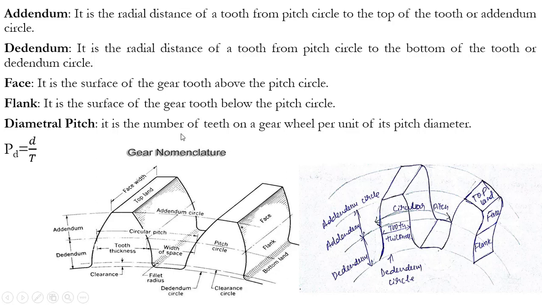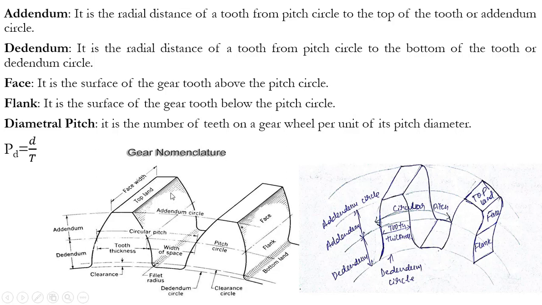It is the ratio of the number of teeth on a gear wheel per unit of its pitch diameter. It should be T by D, the number of teeth on a gear wheel to the pitch diameter, T by D. So this is regarding gear tooth nomenclature or gear terminology.